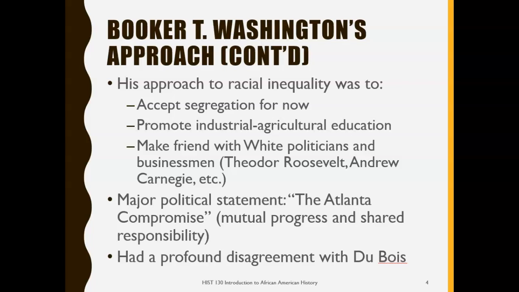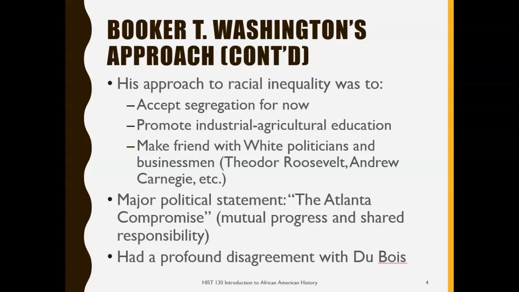And one of his most famous statements was made in Atlanta, and that was known as the Atlanta Compromise. During this speech in Atlanta, he told white people and black people to work together for mutual progress and shared responsibility. So that was the statement that made him famous, known as the Atlanta Compromise. So black and white people working together for mutual benefit.